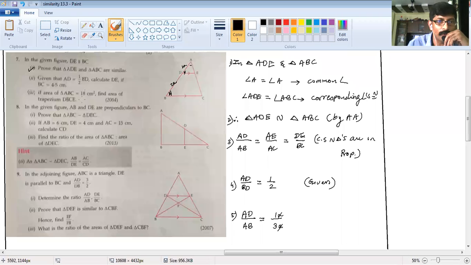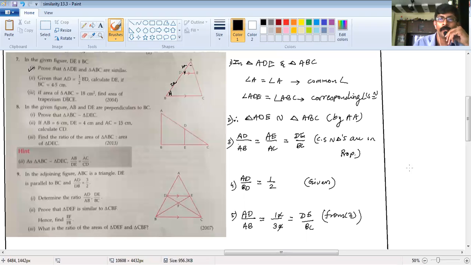Now we'll have to do the substitution part. What is the substitution part? See, BC is 4.5, isn't it? So look at this. BC is 4.5 and AD upon AB is equal to DE upon BC. So we can write this is equal to DE upon BC. So that is from statement number 3. Look at this, AD upon AB is same as DE upon BC. So it is from statement number 3.